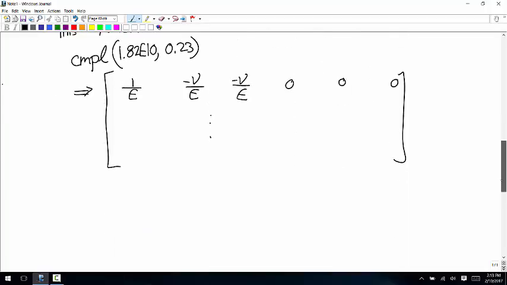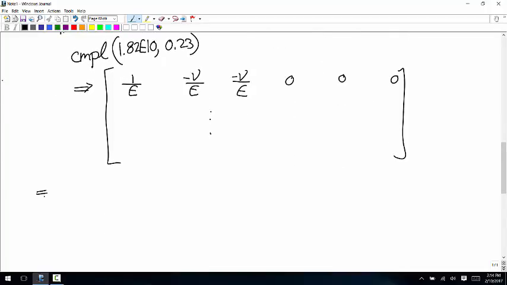Okay, so now number 2, it says to use the material properties from number 1. So we're going to use this compliance matrix here for all the questions where we have to go back and forth between stress and strain.